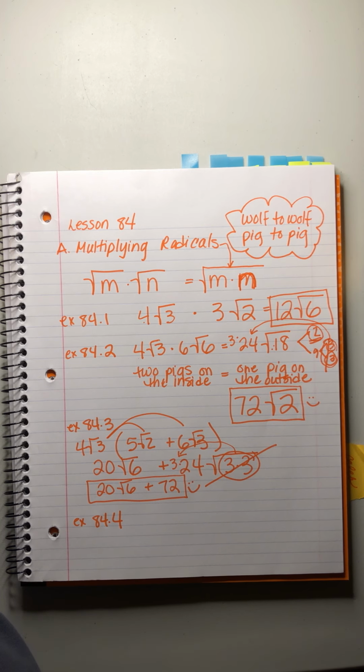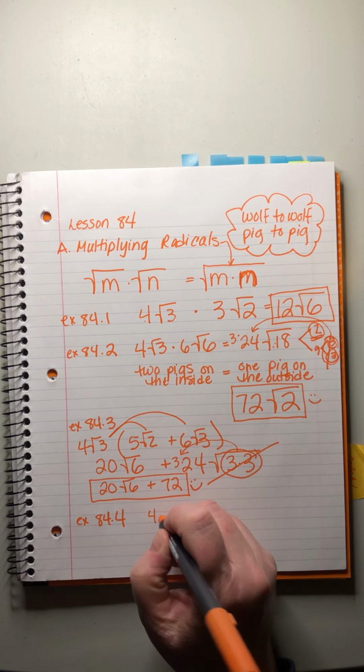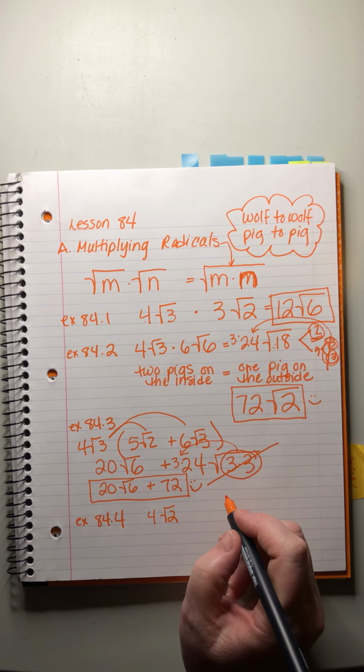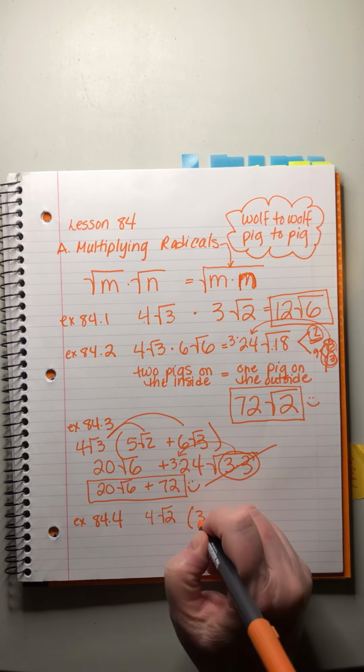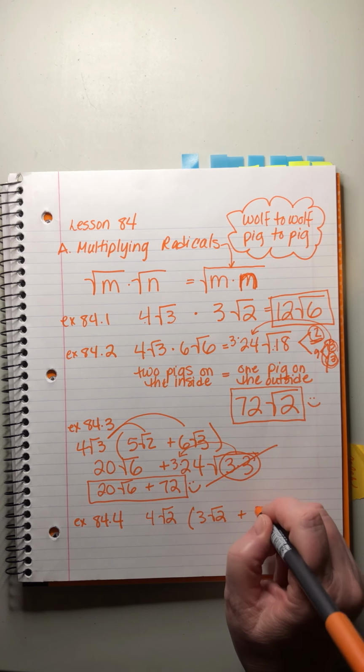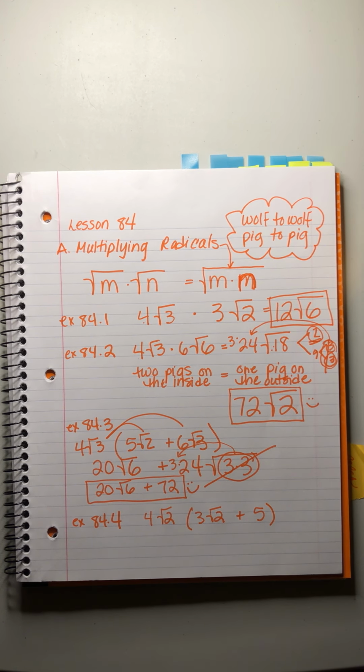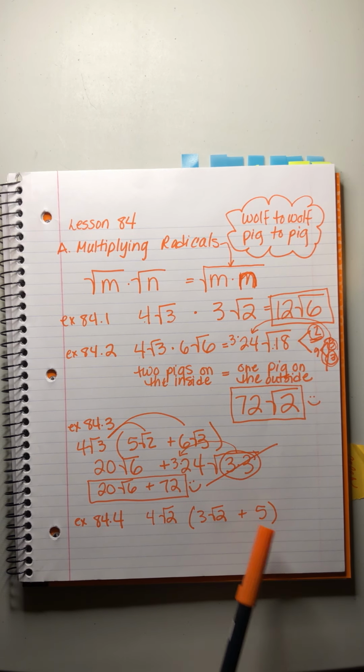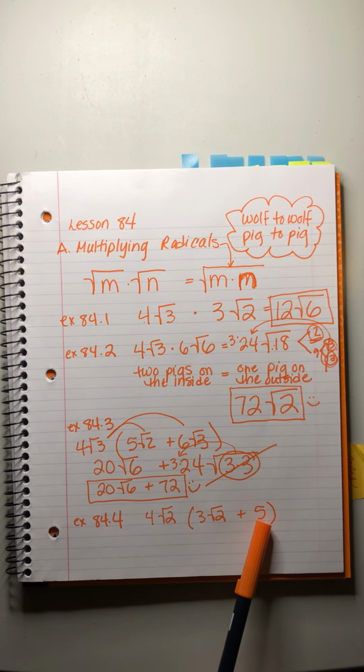84.4. Simplify. It's another distribution one. What's weird or different about this one? This last number doesn't have a radical. And that just makes the ground wobble under our feet a little bit, right? What are we going to do with that?